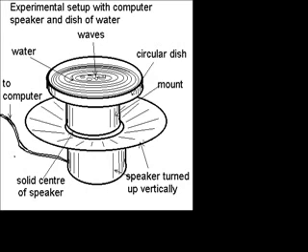This is the equipment that I used in my experiment. I took a computer speaker and turned it on its side and mounted some little plastic arrangements on it with a dish full of shallow water. And I played sounds through the speaker from the computer to see what would happen. This way I could control the frequencies that I was playing and the volume and see what happened.